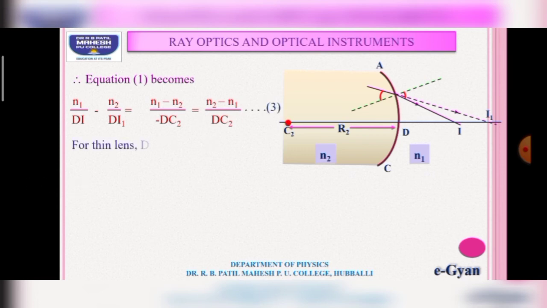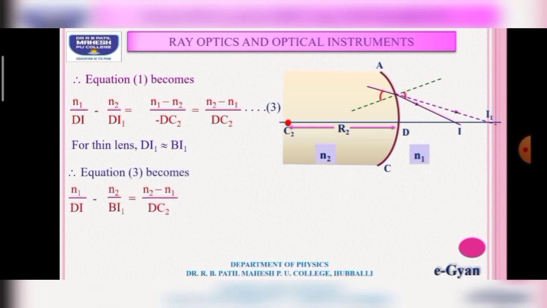For thin lenses, DI1 is approximately equal to BI1. Now I am going to replace DI1 by BI1. Therefore equation 3 becomes N1 by DI minus N2 by BI1 is equal to N2 minus N1 divided by DC2. Okay, let this equation be 4.